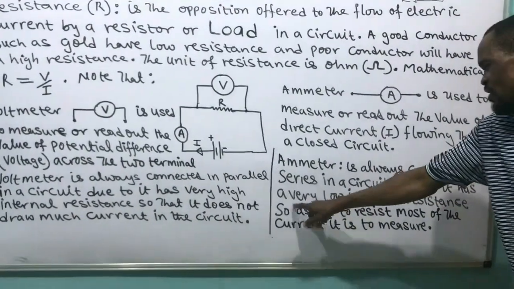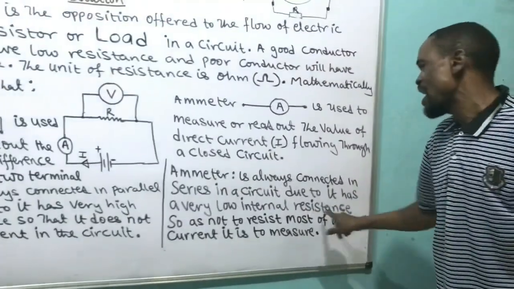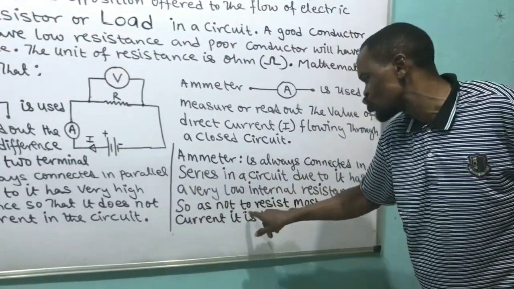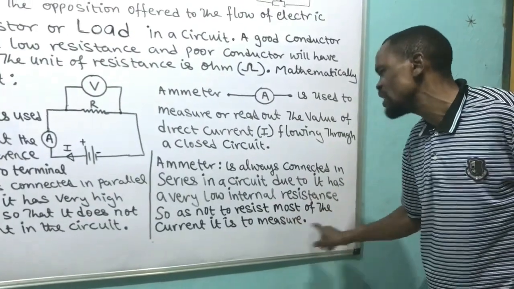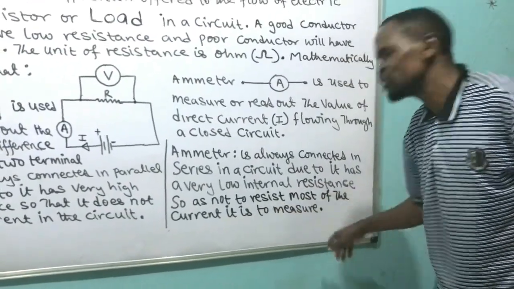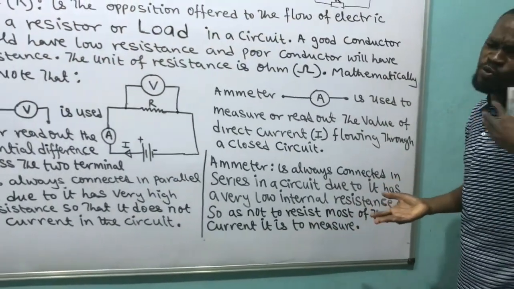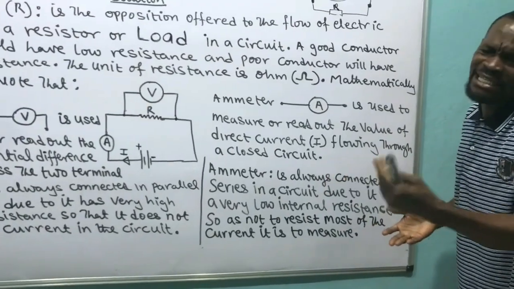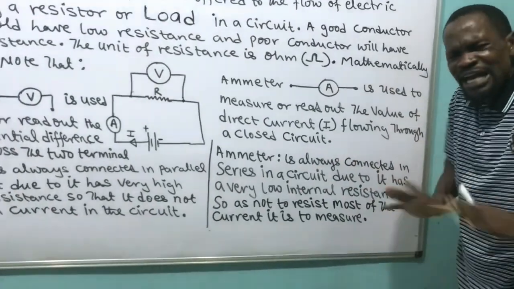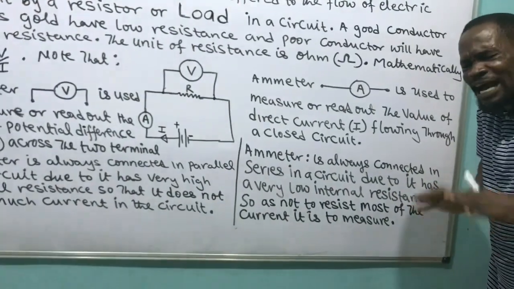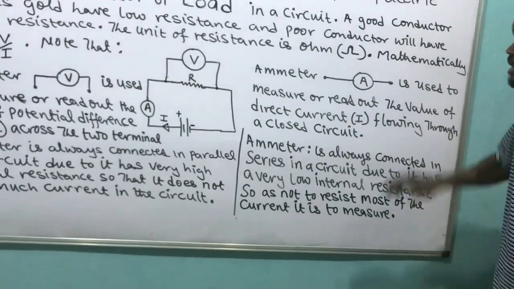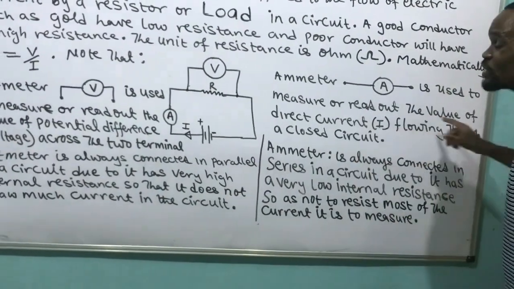We said it has a very low internal resistance, so as not to resist most of the current it is to measure. It can't consume the current that is given to it to measure out. So it has a low internal resistance. That's why it's always connected in series.